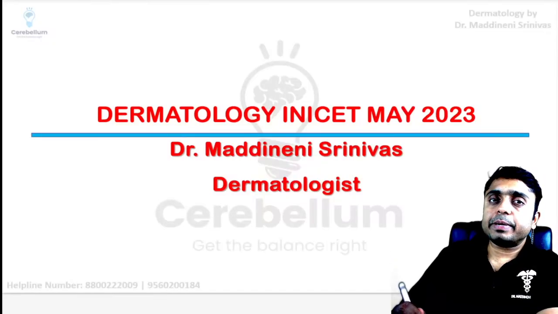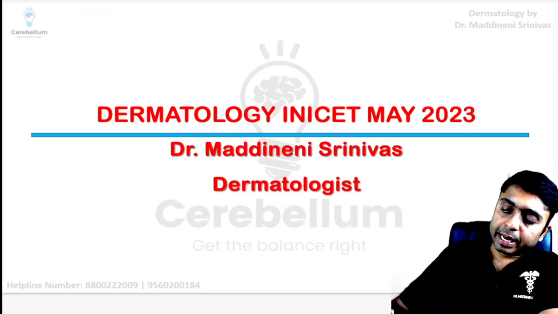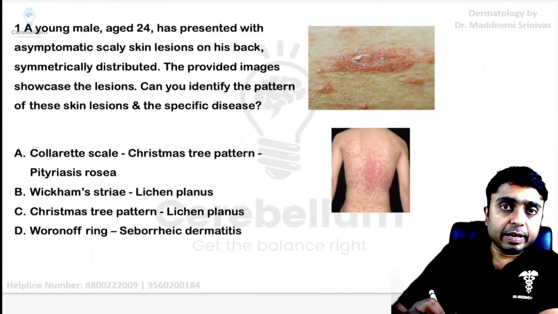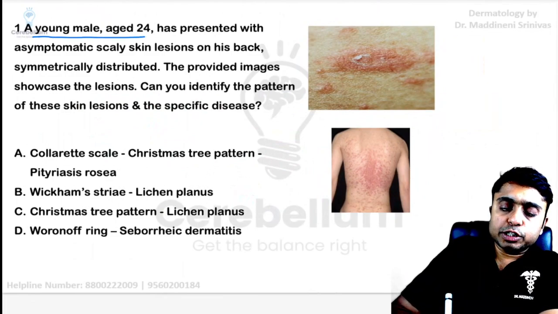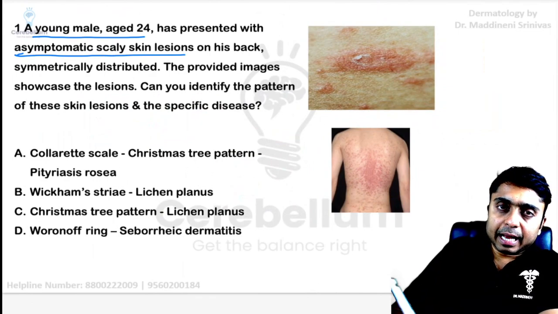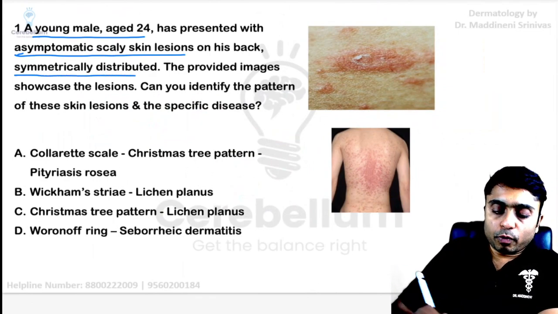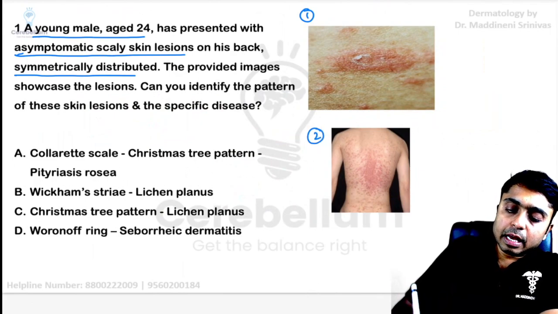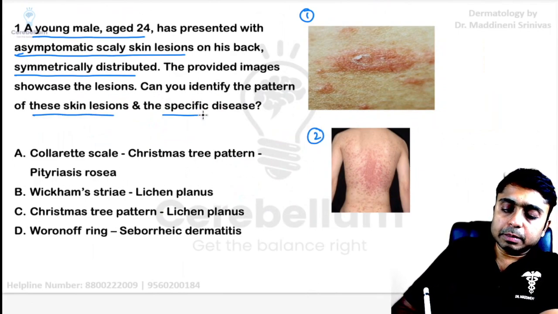In this video, we are going to see the previous year questions asked in INICET May 2023. This is the first MCQ and this was also repeated in November 2023. So let us quickly see the points about this MCQ. A young male aged 24 has presented with asymptomatic scaly skin lesions over the back which are symmetrically distributed. The provided images 1 and 2 are showing the characteristic lesions seen in this disease. Can you identify the pattern of the skin lesions and the specific disease?